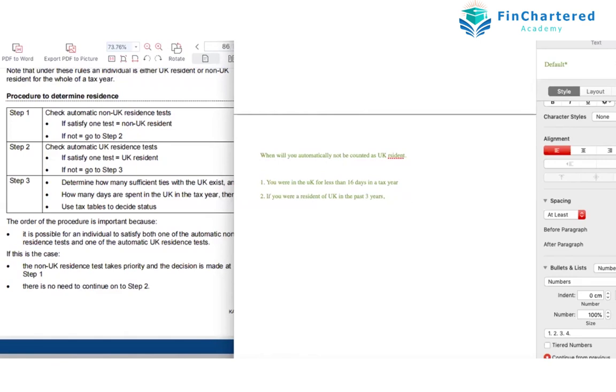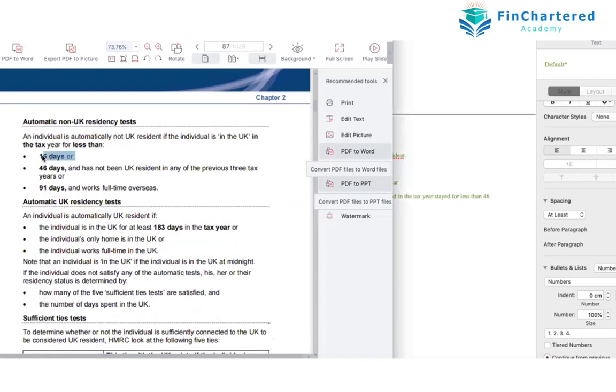Are you understanding? So if you were a resident of the UK in the past 3 years, and in this tax year stayed for less than 46 days, then also you will be a non-UK resident. So that is what this is saying. So 16 days normally, if you are living in the UK for less than 16 days, you will be non-UK resident.